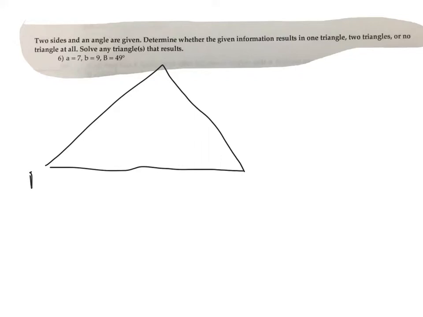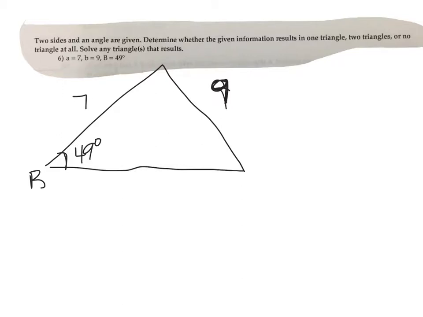When we're given information about a triangle and asked to see how many triangles can be made, we're going to use the law of sines. So the first thing we should do is probably draw this triangle and figure out the information that we're given. We'll call this angle B. We're given angle B is 49 degrees. We're given side B is 9, so remember the side letters are always across from the angle letters. And side A is 7.